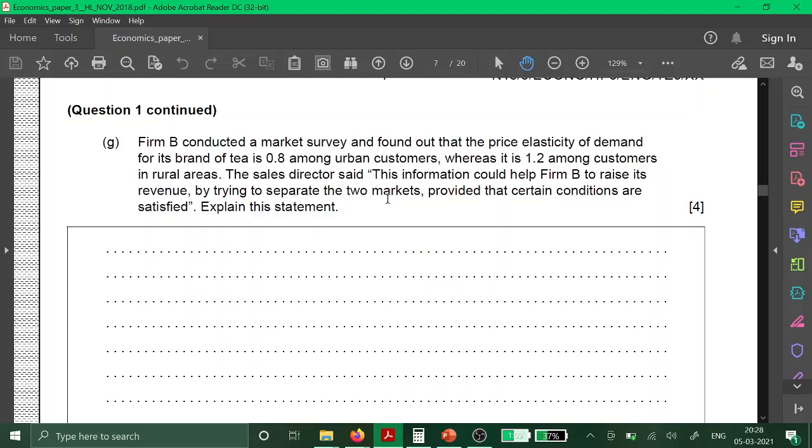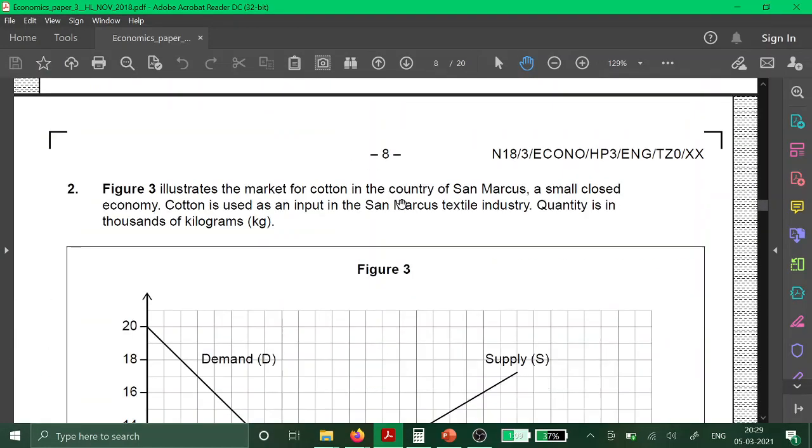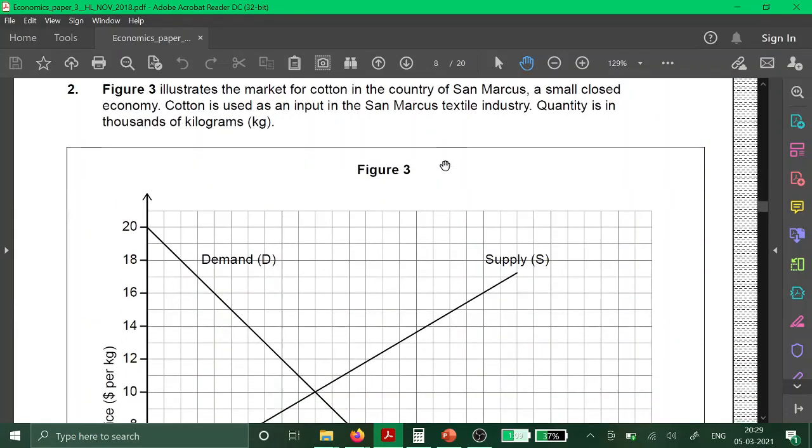Price discrimination will happen in these two separate markets, charging a higher price to urban customers and a lower price to rural customers. And for B, it has to keep these two markets separate. What does that mean? It has to keep the markets separate so that no one can buy the product from the rural sector and resell it. Got that. Okay, this one. This is an interesting question.